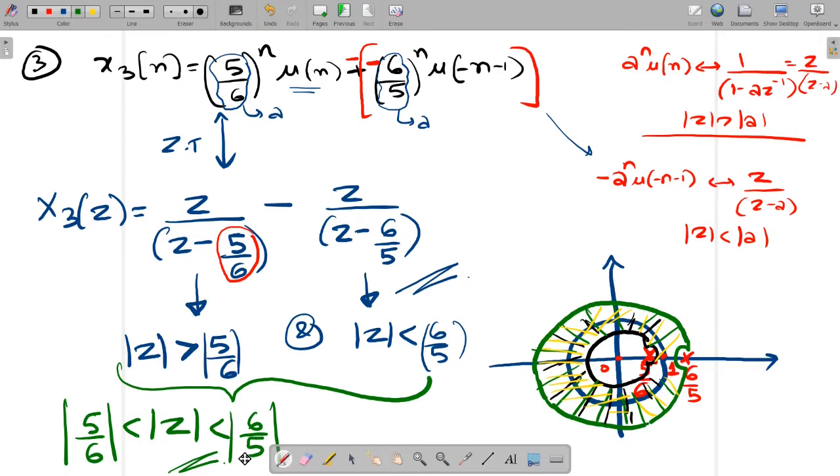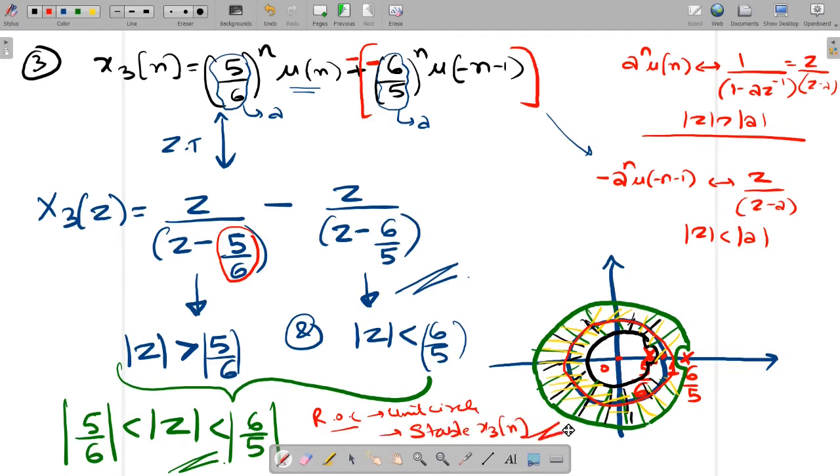Alright, I hope you have understood this. Okay, just one more small question. Will this signal x3 of n be stable? Yes, it will be stable, because my ROC contains the unit circle which is here in red. So ROC has the unit circle, therefore stable. x3 of n is stable.